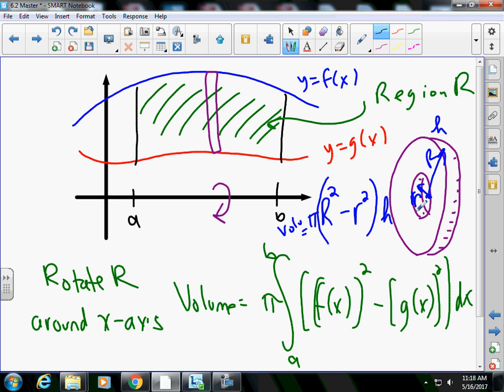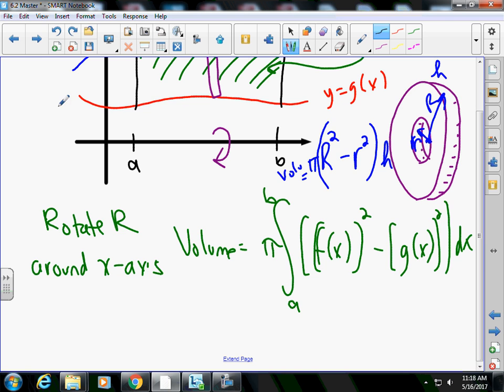These are no longer called disks, these are called washers because there's a hole in there. So we have pi times big R squared minus little r squared. We're going to define what big R squared and little r squared are as we go along. I'm going to integrate from a to b. Always have a pi. Larger function, subtract the smaller function, because again, I want this white space removed. That's why we had to learn how to find the area between two curves, because these two curves are being rotated around, giving us this hole in here.